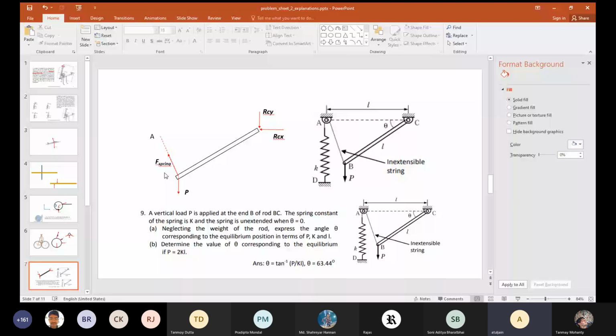Actually, BC is a two-force member. If you look carefully, BC is a two-force member, so RCX and RCY have to pass through line BC. If you want to use the triangle law, that is also another hint I can give you. If we take RCX and RCY along the rod and perpendicular to the rod, that's fine. At a pin joint you have two perpendicular reactions. It can be along any direction.